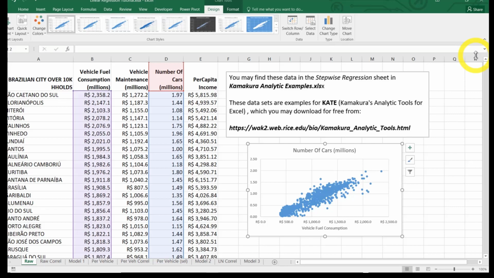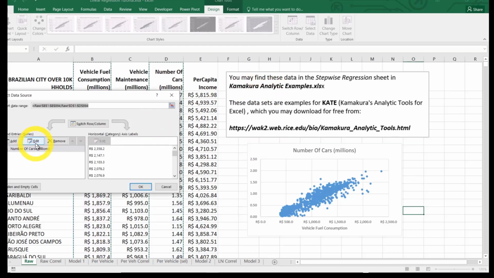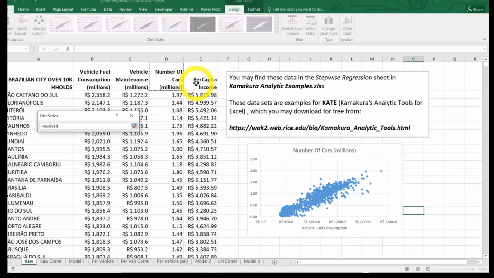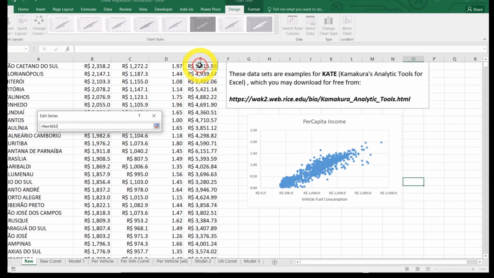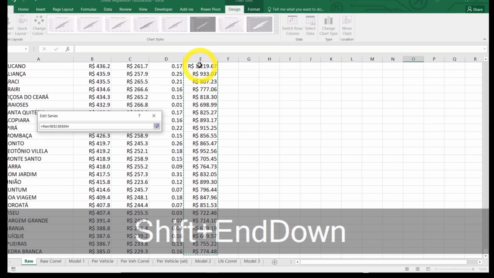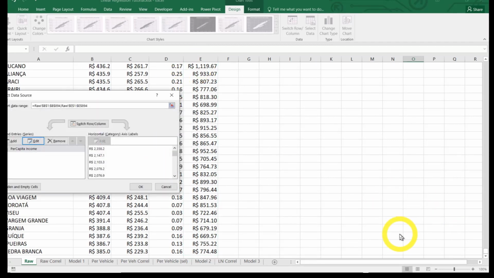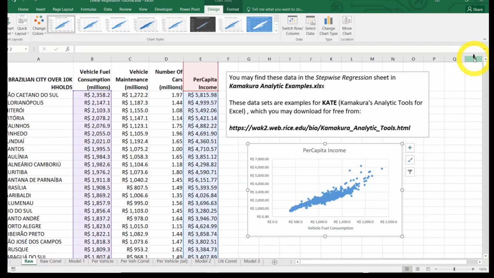Is there a relationship between per capita income and fuel consumption? Let's see that. I'm going to, again, right click, select data. Now I'm going to change the vertical axis. I'm going to plot now per capita income. So the vertical axis now is going to contain column E. And there is a clear relationship again.